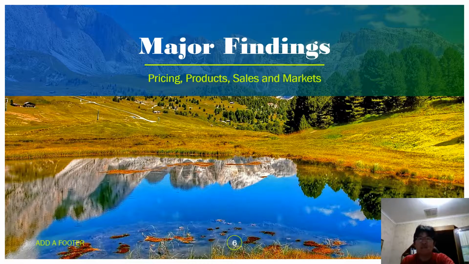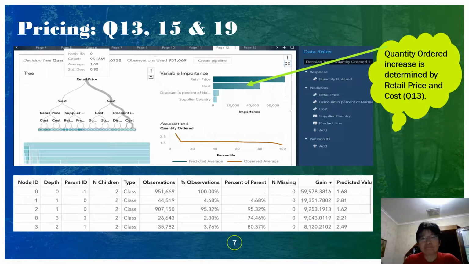When it comes to major findings, we will be discussing pricing, products, sales, and market one by one. Pricing. The most important predictors of quantity order are retail price and cost after running the decision tree and following the branch movement.